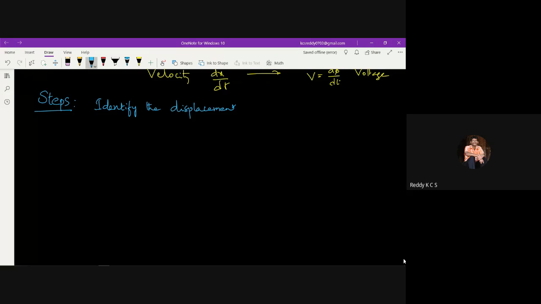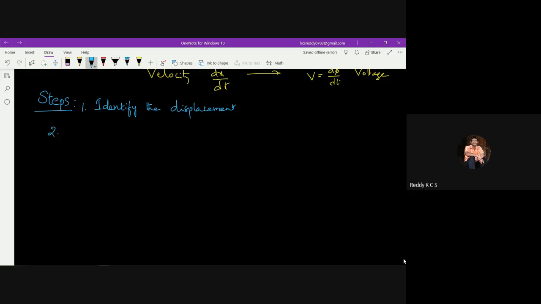What is the second step in this case? What is the second step? This is step one: identify the displacement due to the applied force, of course.